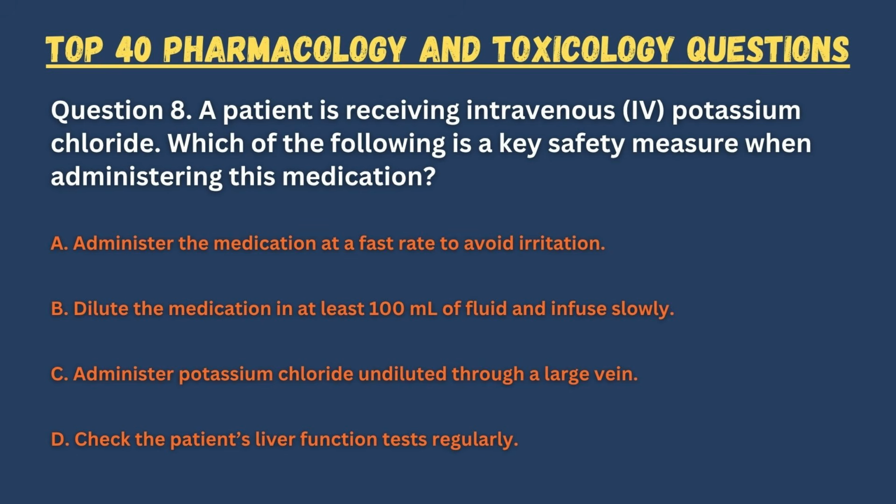Question 8. A patient is receiving intravenous IV potassium chloride. Which of the following is a key safety measure when administering this medication? A. Administer the medication at a fast rate to avoid irritation. B. Dilute the medication in at least 100 milliliters of fluid and infuse slowly. C. Administer potassium chloride undiluted through a large vein. D. Check the patient's liver function tests regularly.